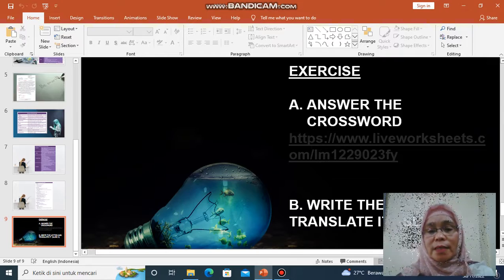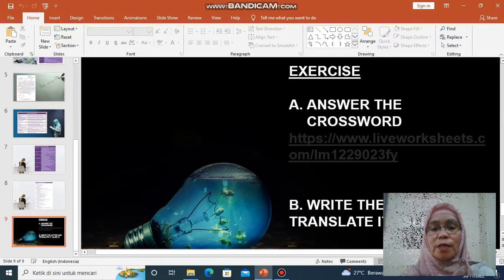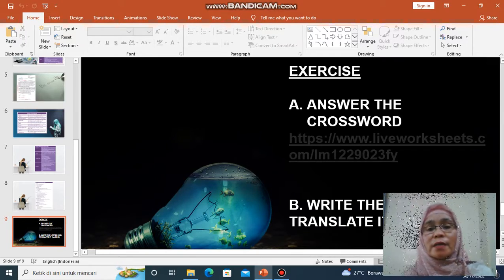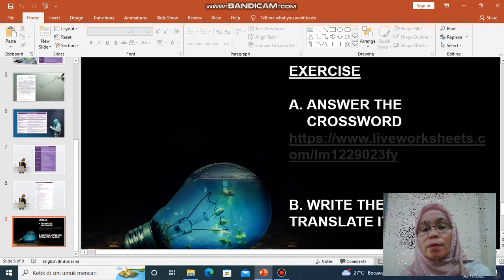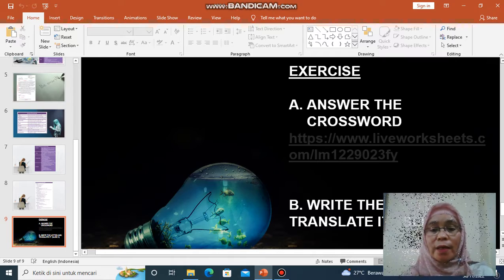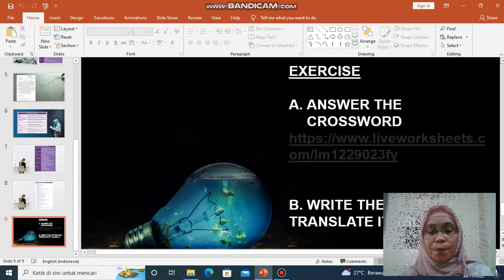So that's the explanation about personal letter. And as the exercise, you could answer the crossword based on the link that I give you, and then you could write the personal letter.